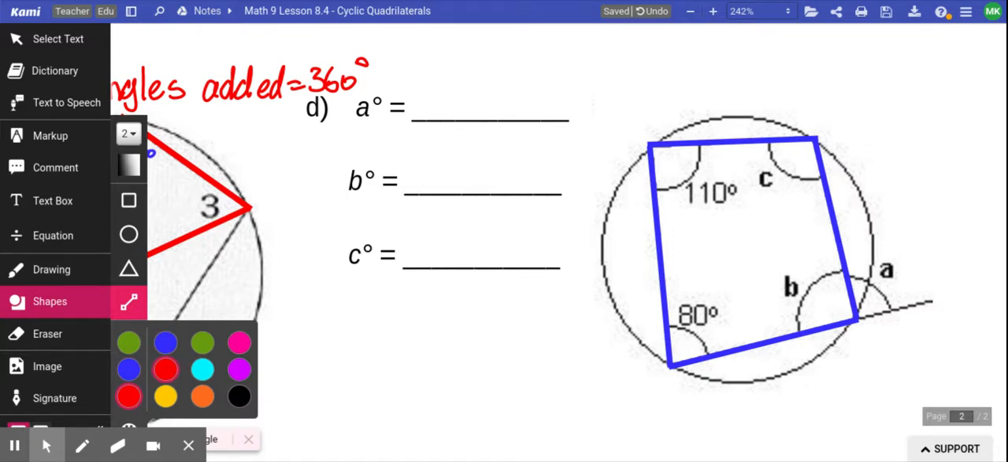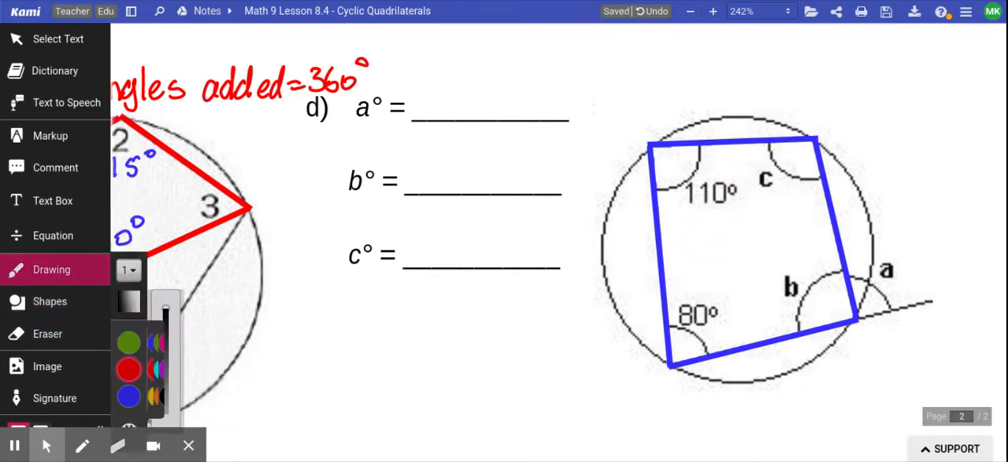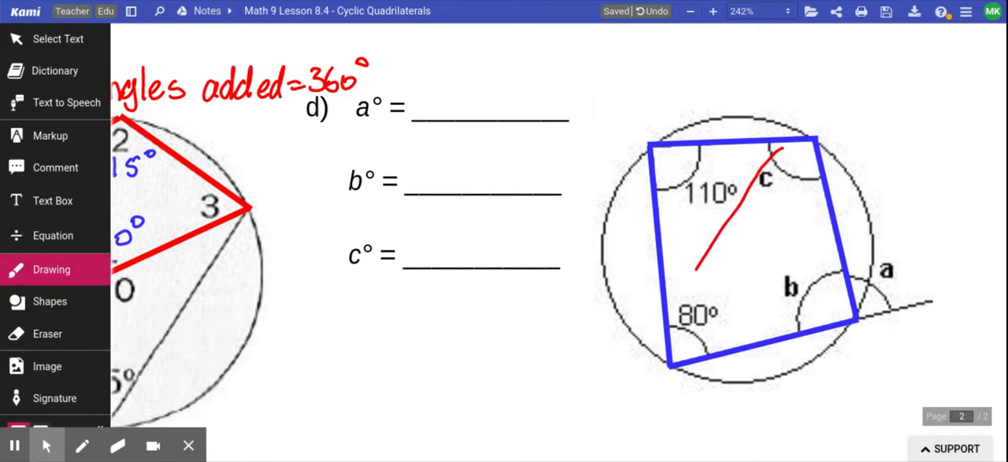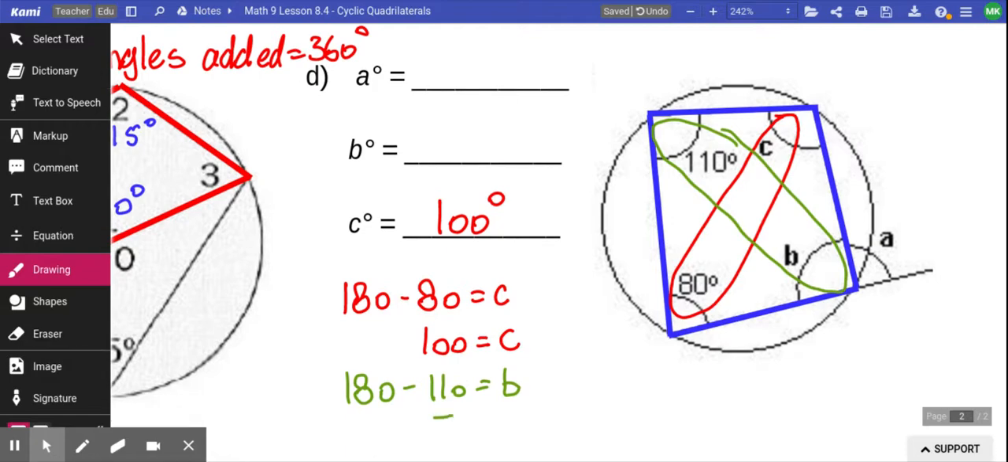So let's do our simple rule that we're already pretty good at, and that's that opposite corners will add to be 180. So I can go 180 minus 80 to get C. It means 100 equals C. I could then use that rule again for these angles right here because they're opposite and both on the interior. So 180 minus 110 would equal angle B. That means 70 equals B.